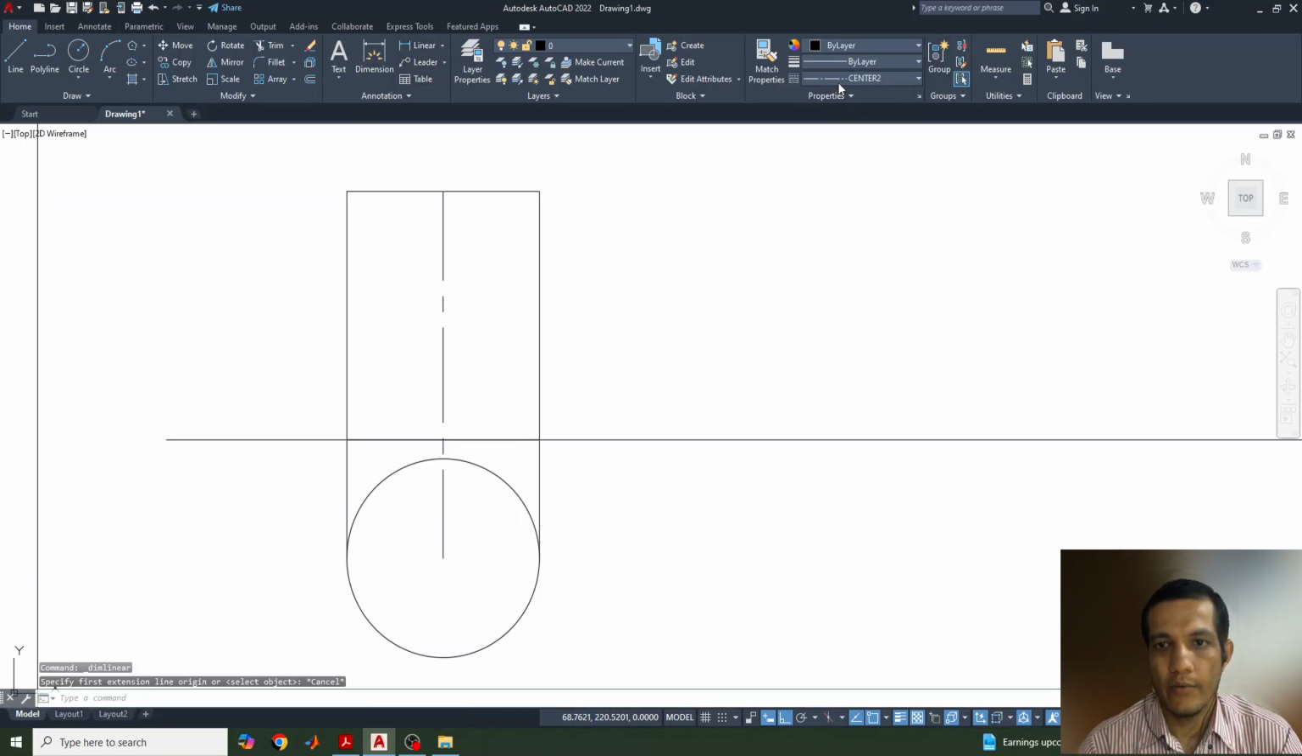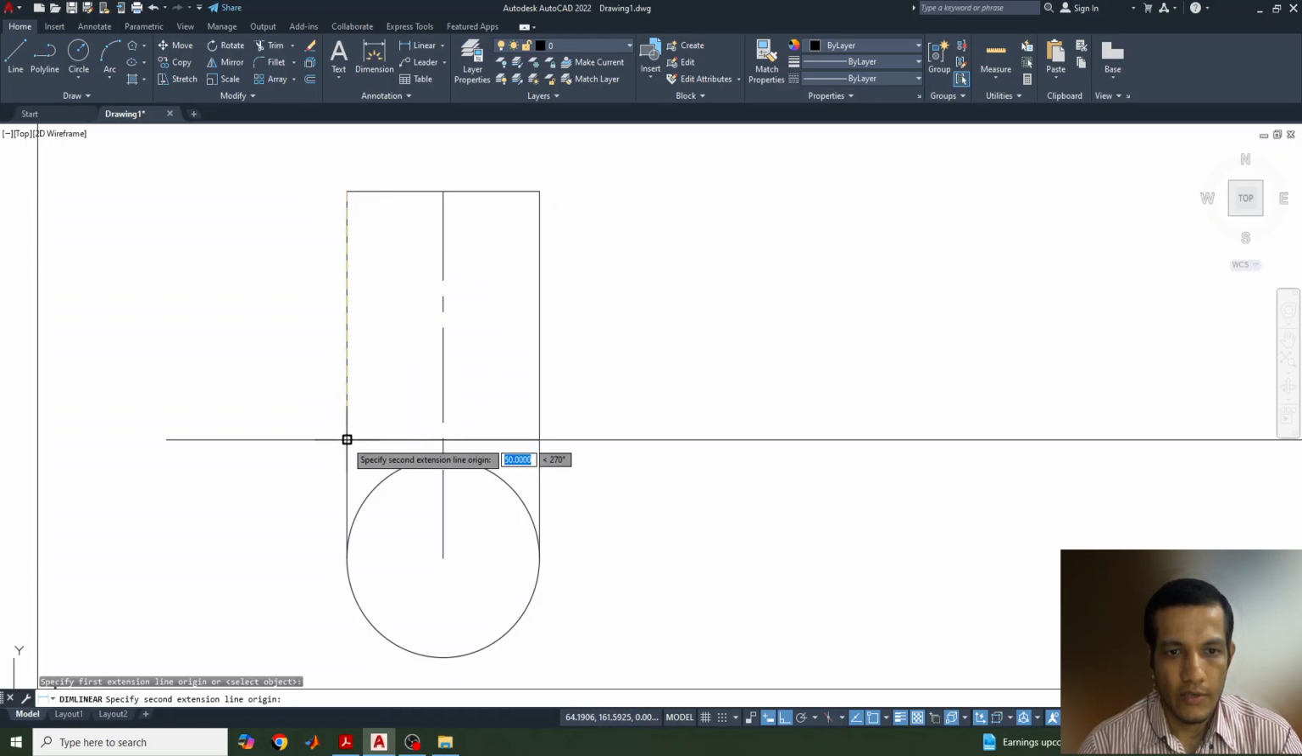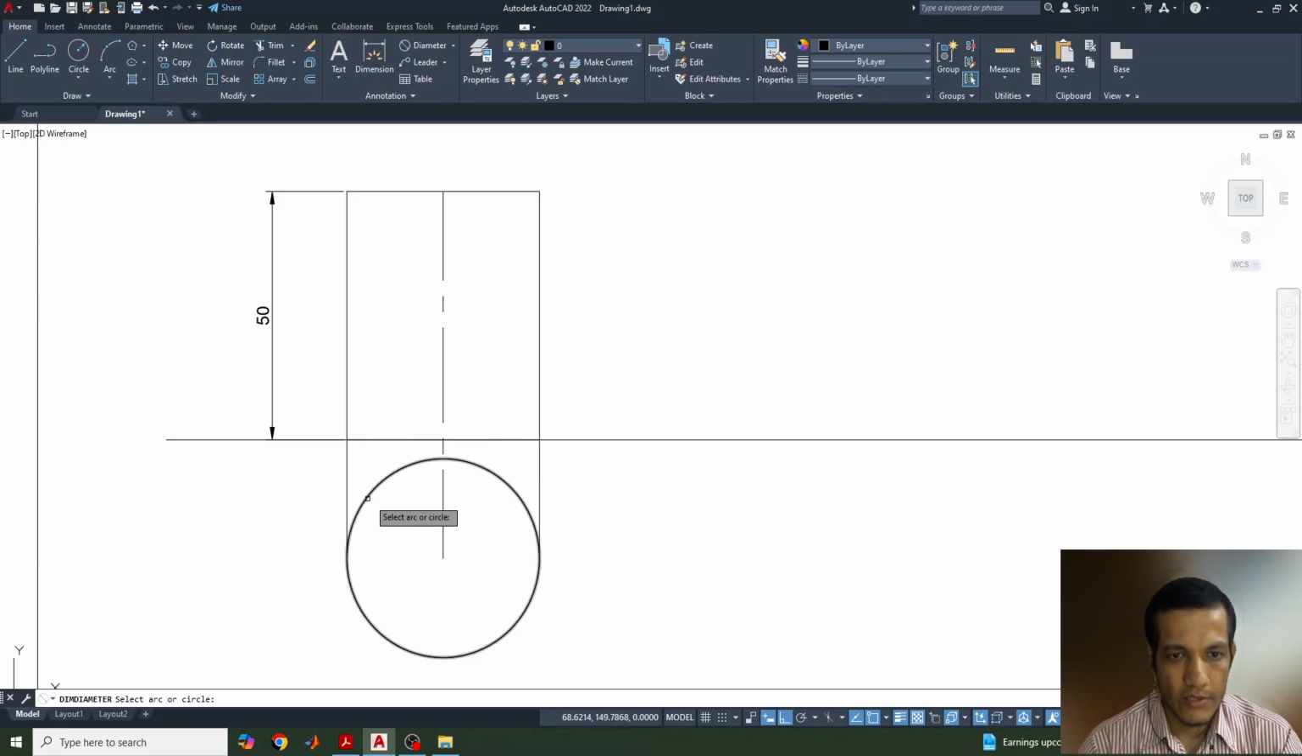For dimension, again we need to change this by layer, and I'll go for the linear dimension, from this to the axis height, how much. So that we need to mention here: 50 is there. Similarly, what is the diameter of that object? The diameter of that object is 40.